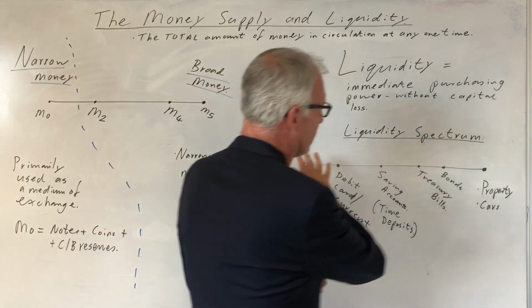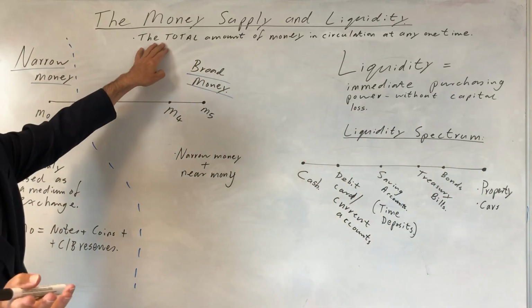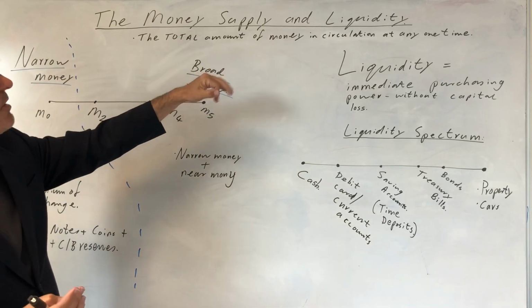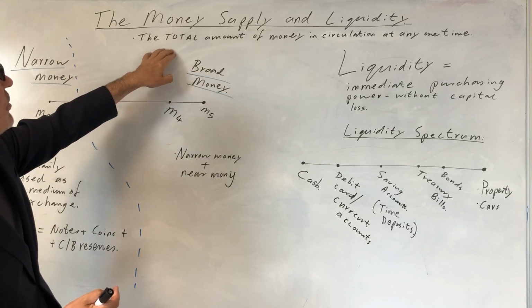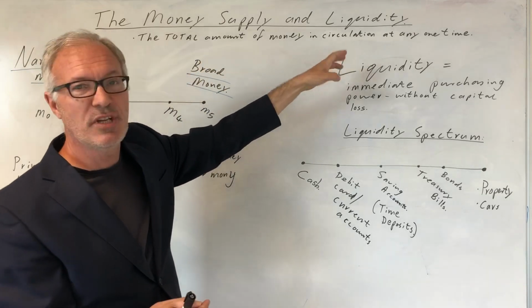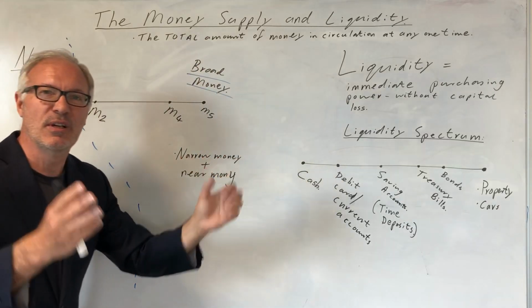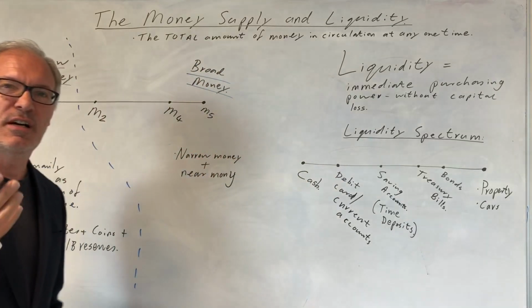So it's good to think of this as a liquidity spectrum. When we come to looking at the money supply, we need to think of this idea of liquidity, because the money supply is basically the total amount of money in circulation in the economy at any one point in time. However, how do we define money?